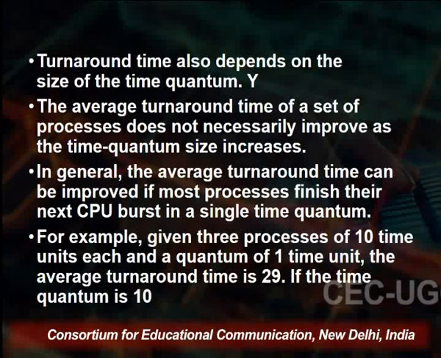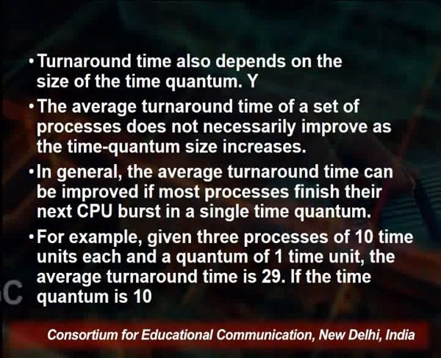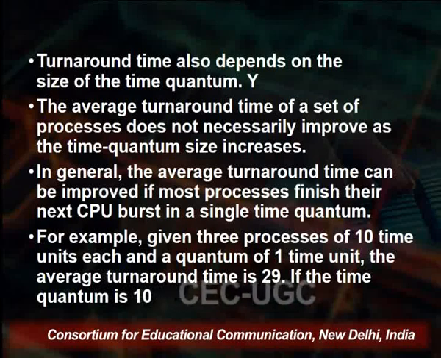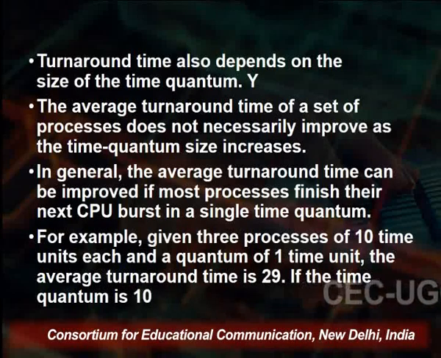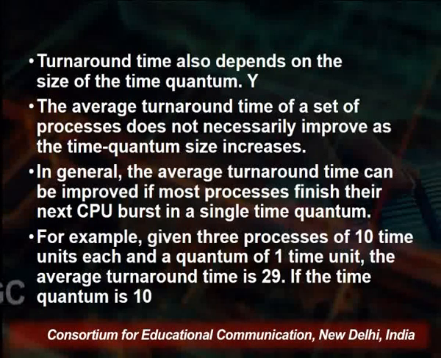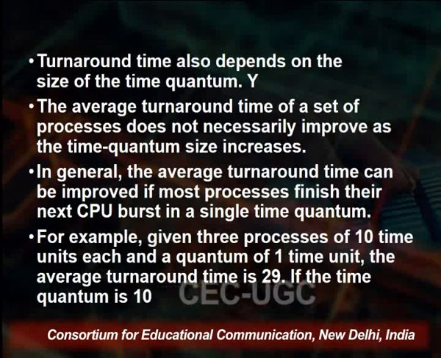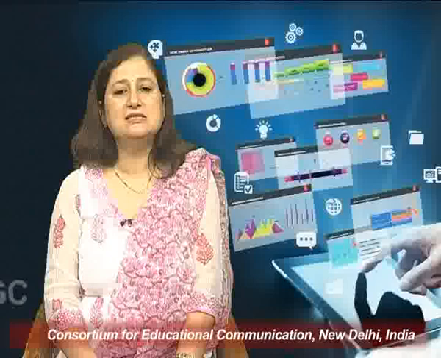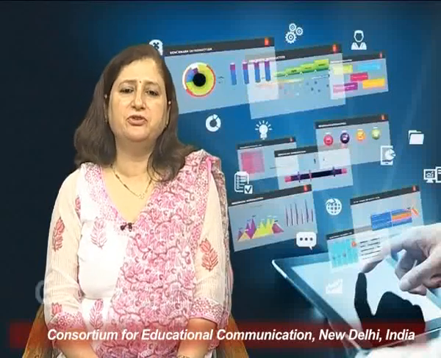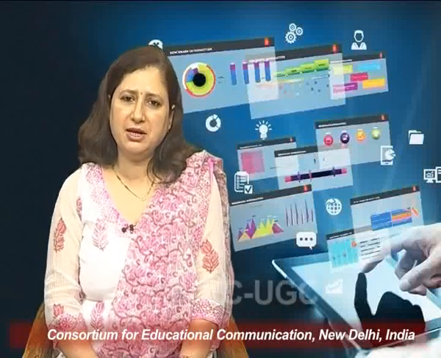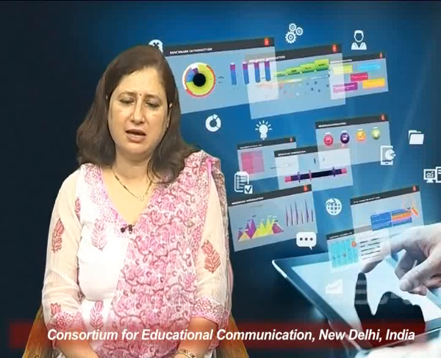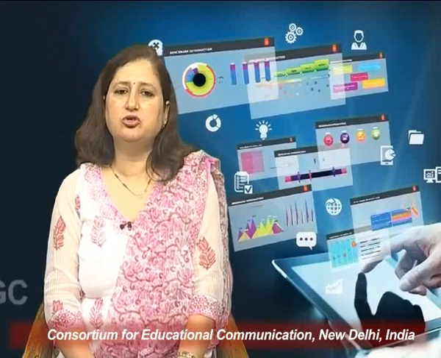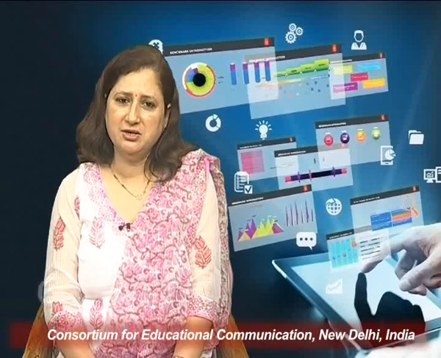Why do we say so? Because the average turnaround time of a set of processes will not necessarily improve if you increase the time quantum much, right. So average turnaround time can only be improved if the processes finish their next CPU burst in a single time quantum. So the idea is that if around 80% of the processes complete within a single time quantum, then the round robin algorithm is a very efficient algorithm.